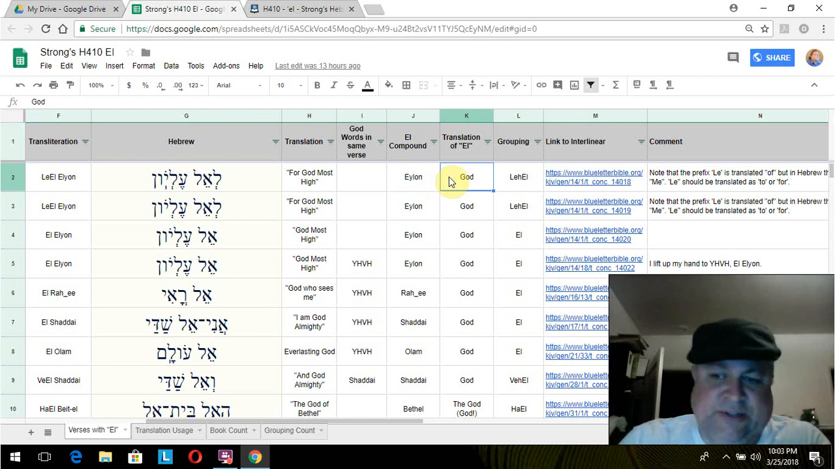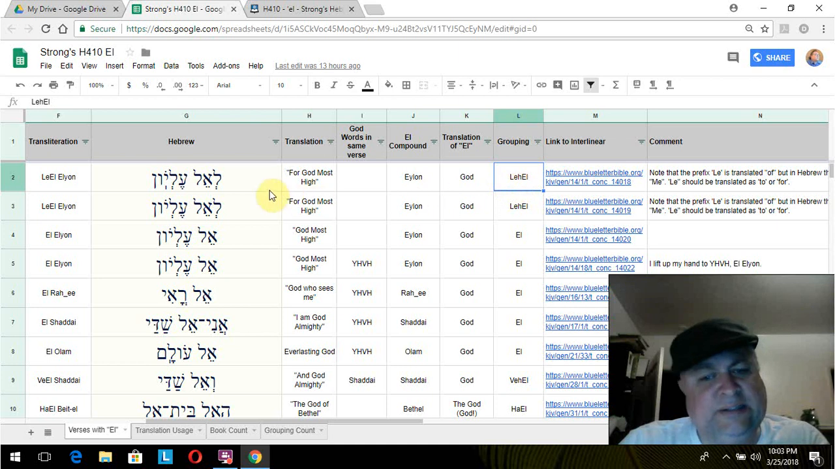Now the translation is God. And I have set this in a grouping of Le'el. The reason that I'm grouping these together is to show how El occurs when it stands alone and when it has a prefix, to maybe see some sort of pattern. Maybe so far I haven't seen too much of that, but this is just to let the learner know how it is actually occurring. So in this case, it shows up as Le'el.